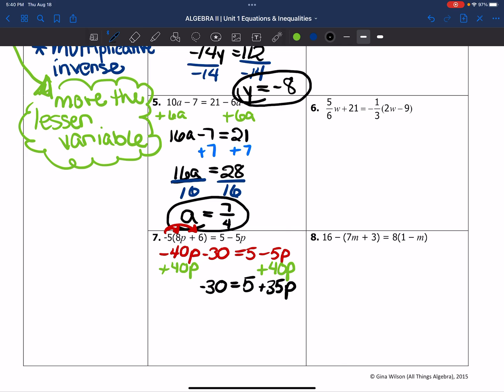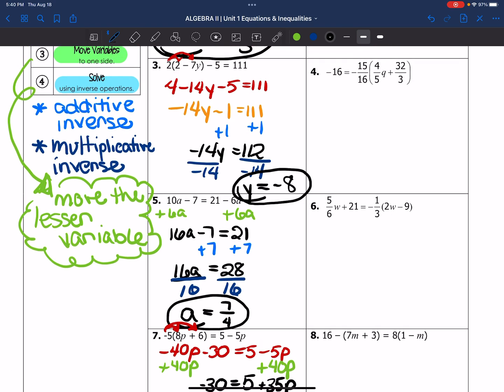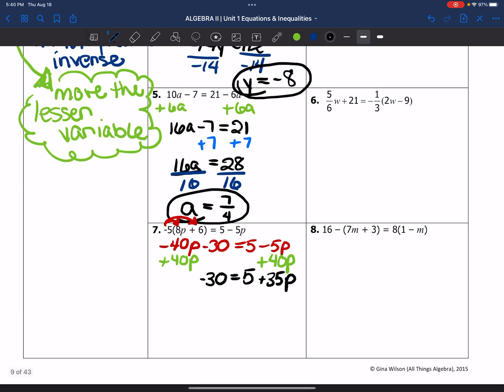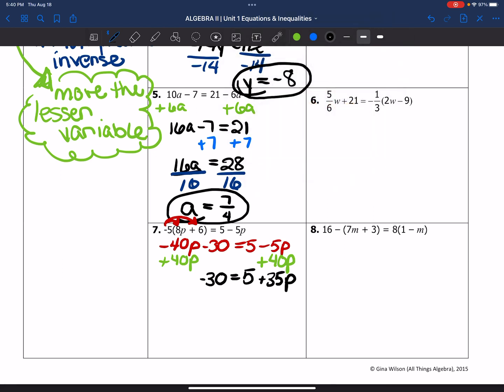All right, just about done. We are now on our fourth and final step. We want to go ahead and solve first by looking for our additive inverse. What is our additive inverse that we need to go ahead and add on both sides? The additive inverse of 5 is a negative 5, so we need to subtract 5 on each side, giving us 35p equals negative 35 when you add the negative 30 and the negative 5.